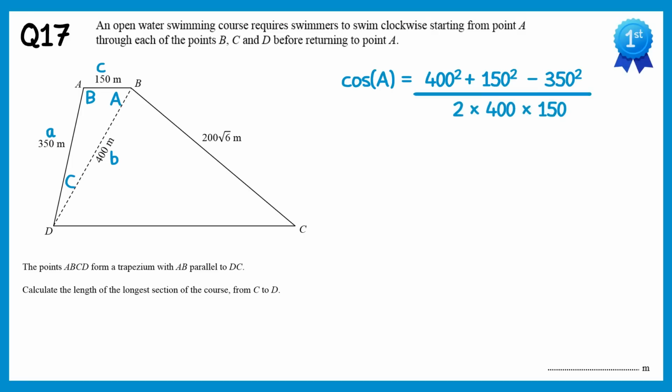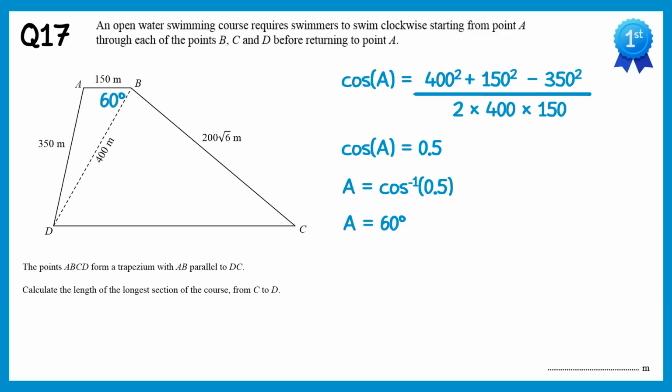If you type the right hand side of this into your calculator, you'll get cos A equals 0.5, in which case A is inverse cos of 0.5, which gives you 60 degrees. So we find out that angle A is 60 degrees. In the question, we're told this shape is a trapezium, so if we mark on like this, we can see we have alternate angles. So angle BDC is also 60 degrees.